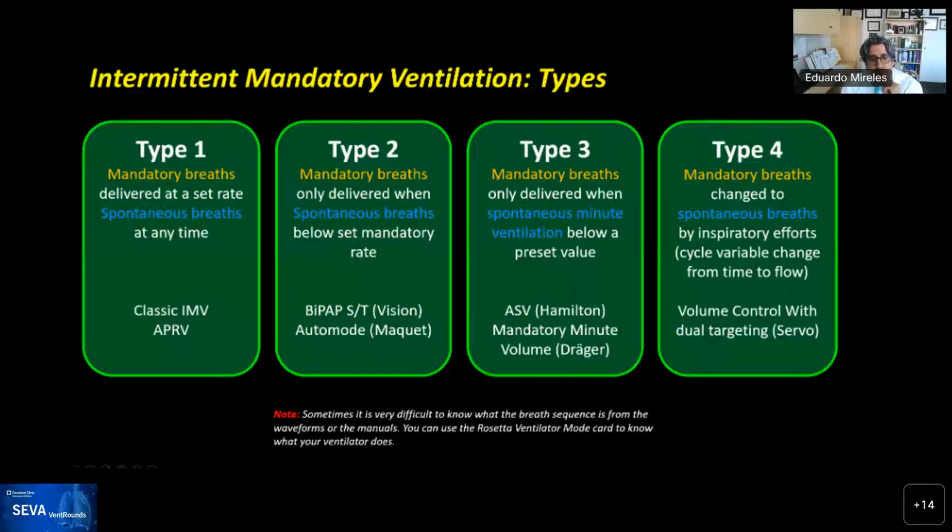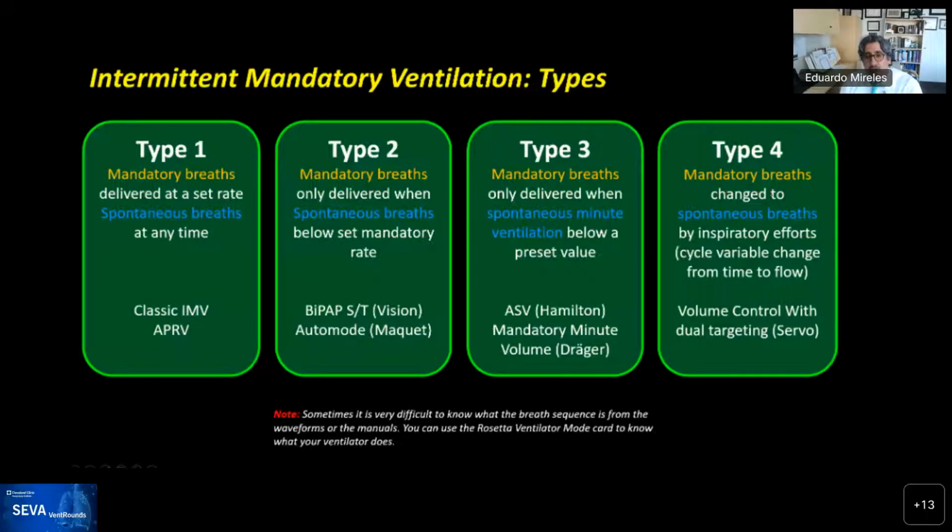Type 3 is when there are still mandatory breaths, but they are only delivered when the spontaneous minute ventilation falls below a preset value. There are different ways that this has been implemented, but essentially what you're trying to assure is that the patient will always get spontaneous minute ventilation within a certain number. And if it goes below that, then the mandatory breaths will kick in. And again, you see here two implementations, ASV and mandatory minute ventilation in the Draeger. And type 4, this one is very rarely seen.